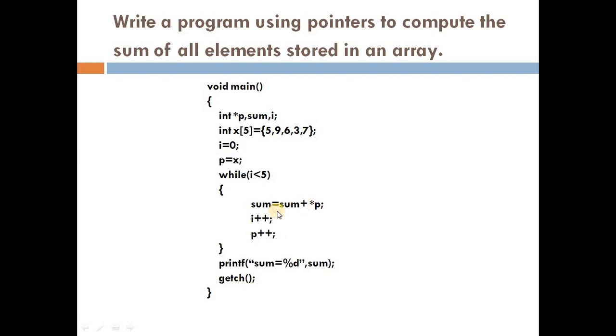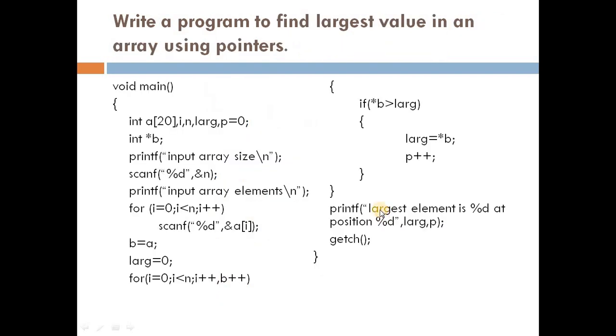So now you can see in this case we have not used x of 0, x of 1 or x of 2 and so on. We have used a pointer variable. So this is how we can access the array by using a pointer variable. We shall see one more program: write a program to find the largest value in an array using a pointer variable.